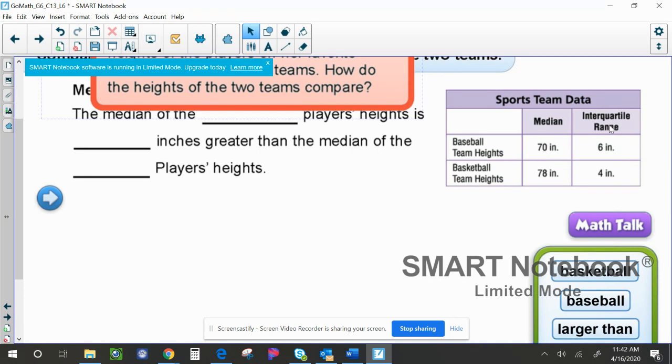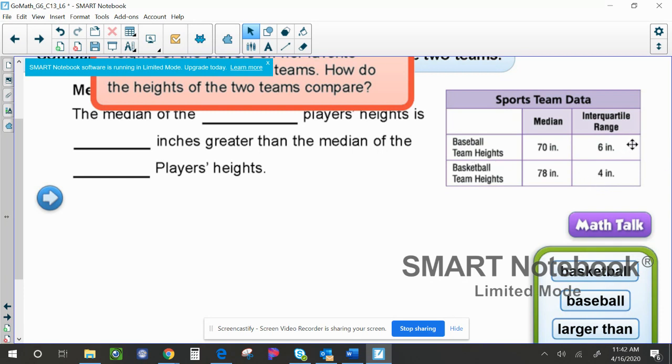All right, let's think about interquartile range. So what does range mean again? It's the biggest number minus the smallest number. So it basically tells us the variation, how much difference there is in the data set. So our interquartile range for the basketball team is 4 inches. Our interquartile range for the baseball team is 6 inches. So which number is bigger?